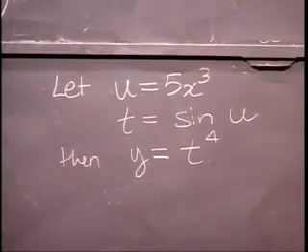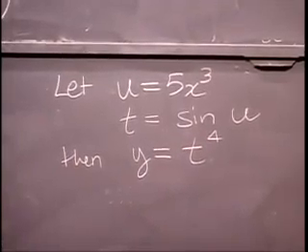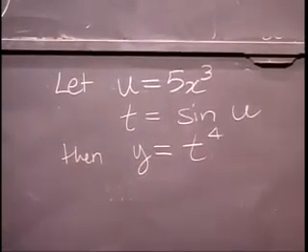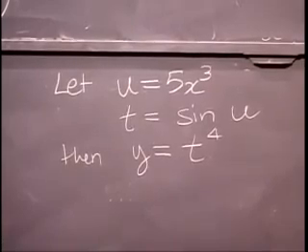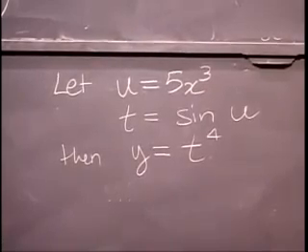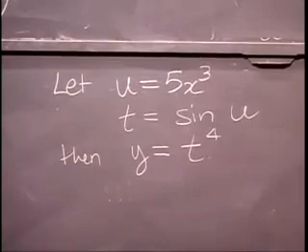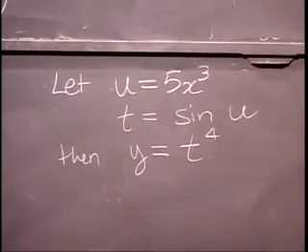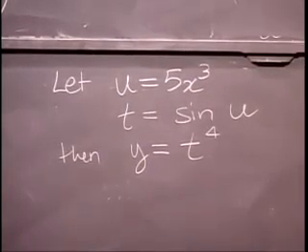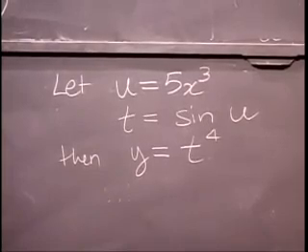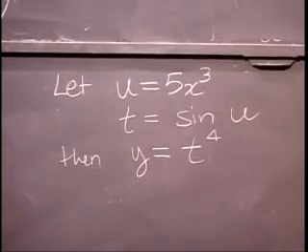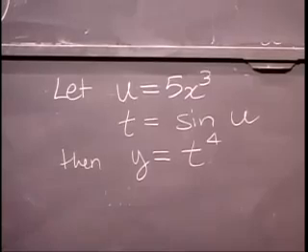Okay, let's review this. I started with x. The first thing I do is take 5x cubed, that quantity. I'm going to call that u. Then the next thing I have to do is take the sine of that quantity. So that's sine of u. And I'm going to call that t. And then finally, I have to take this quantity t and raise it to the 4th power, and that's what y is. Okay, so it's a chain from x to y through not just u, but also t.